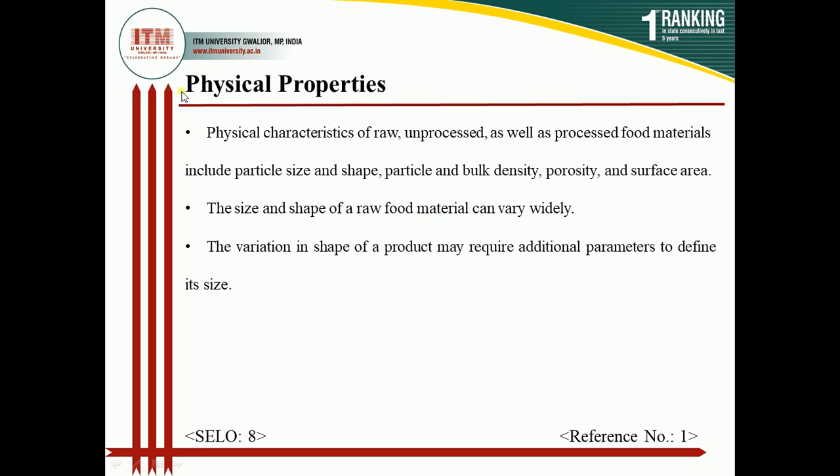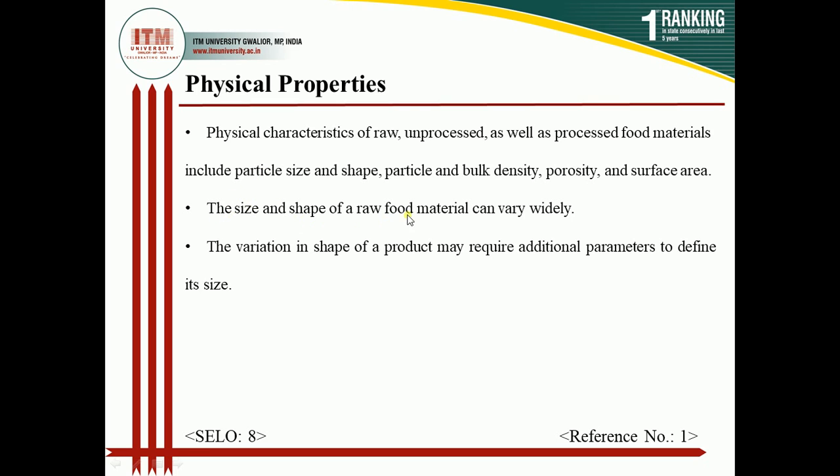So first is the physical properties. What do you understand by the term physical properties? It means the properties of food in which we do not apply any chemical reaction. Whatever we see, like the size and shape, comes under the physical. So here I wrote the same line: the physical characteristics of raw, unprocessed as well as processed food material include the particle size, shape, particle and bulk density, porosity and the surface area.